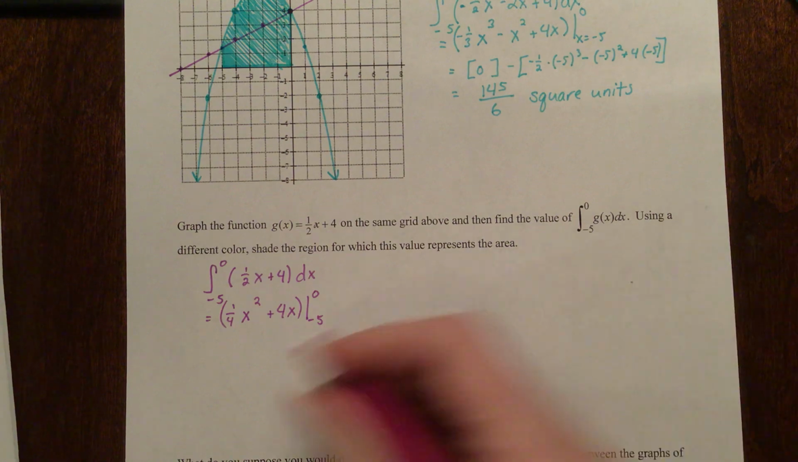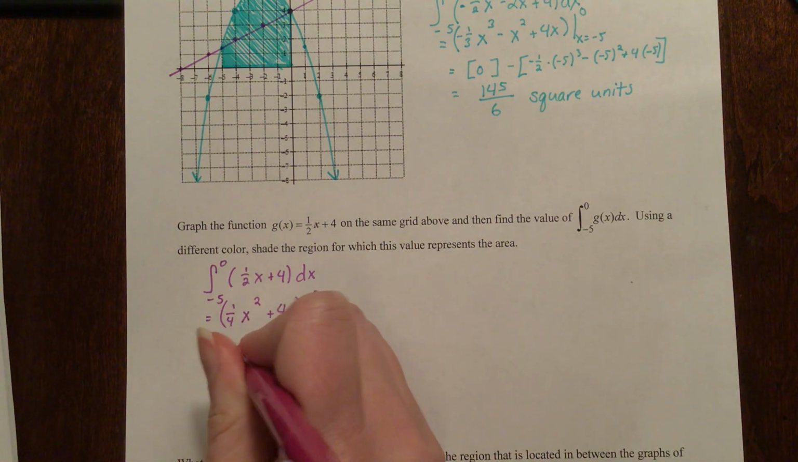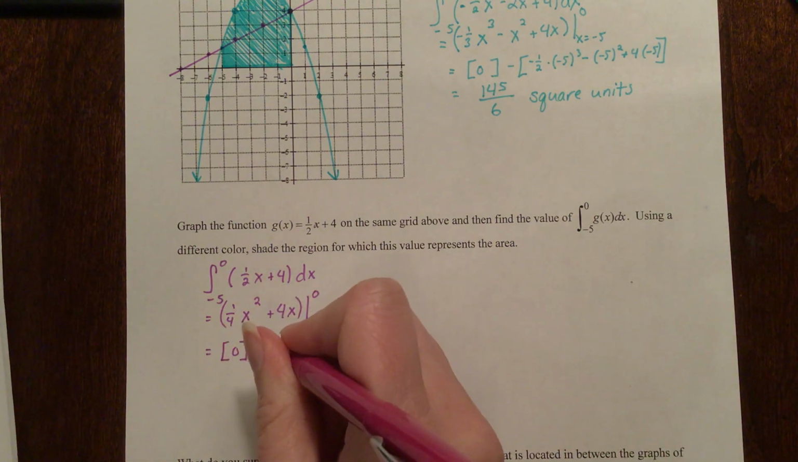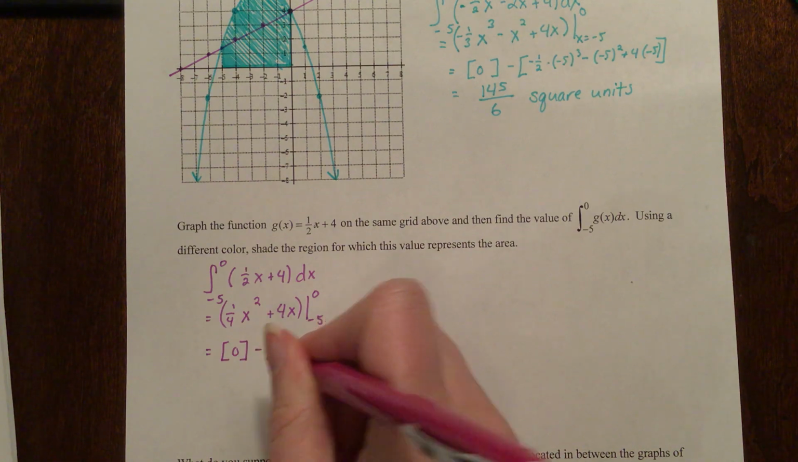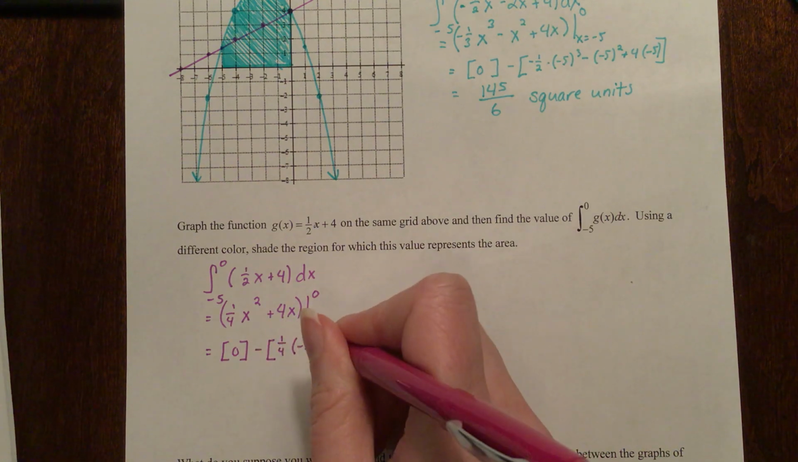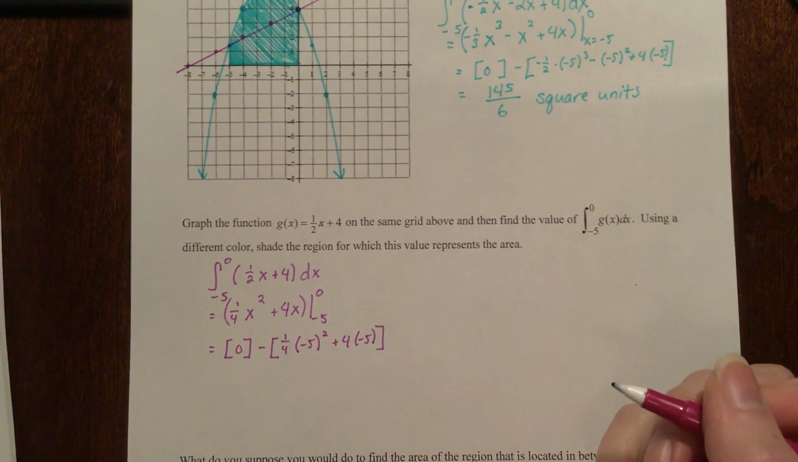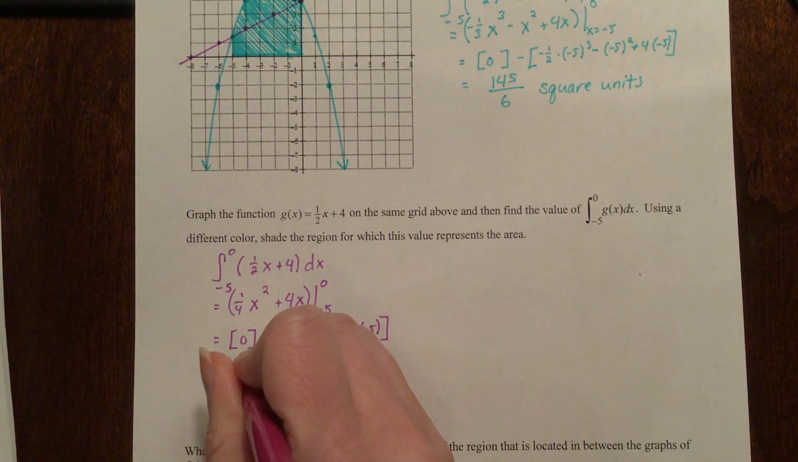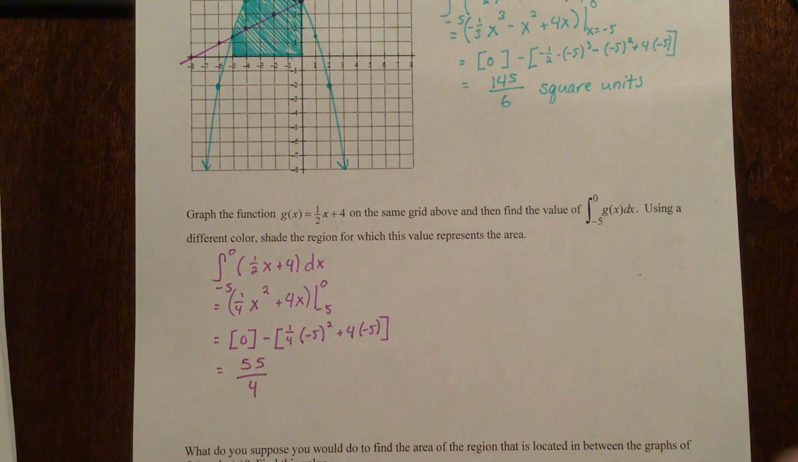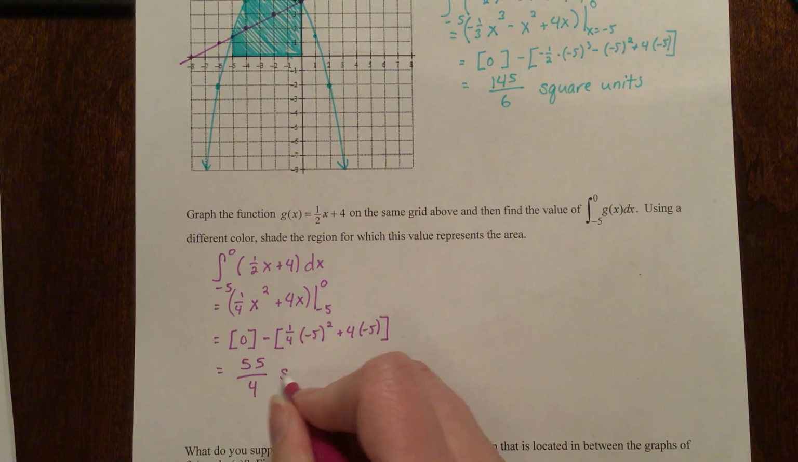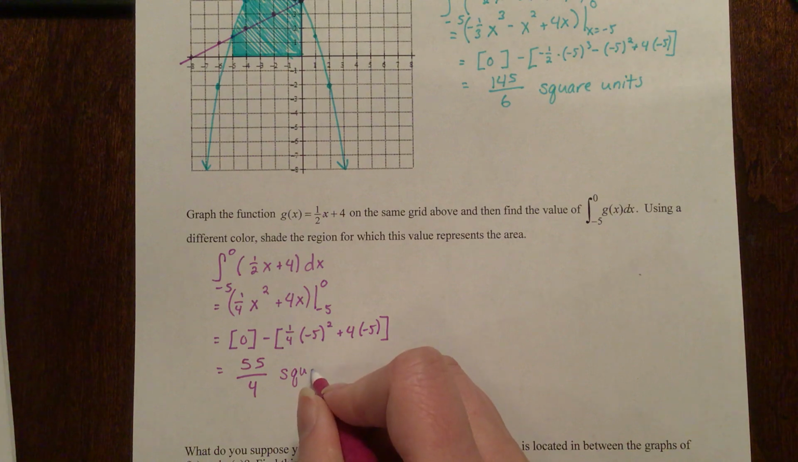Okay, we'll plug in 0 for the first bracket. We get 0. Plug in -5 to the second bracket: 1/4 times -5 squared plus 4 times -5. Calculator, that is 55/4. And again, square units because we're not given centimeters or anything like that.